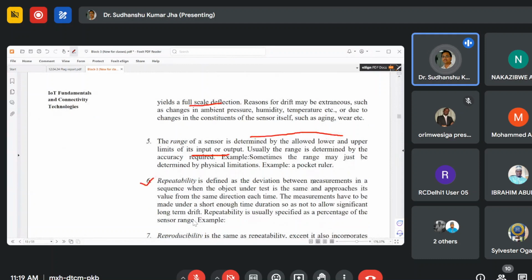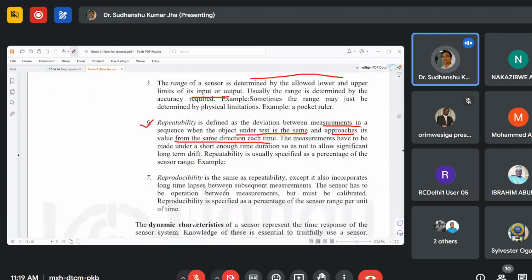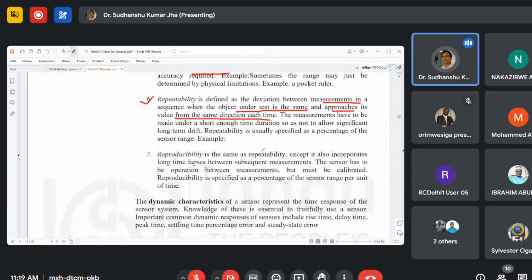Repeatability is defined as the deviation between the measurements in a sequence when the object under test is the same and approaches its same value from the same direction each time. So measurements have to be made within a short enough time duration, without significant long-term delay. Reproducibility is the same as repeatability, except it also incorporates long time lapses between the subsequent measurements.